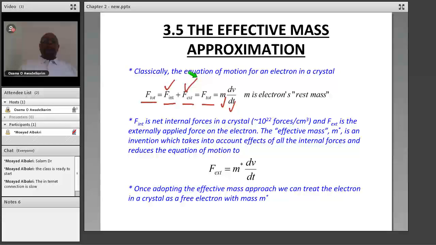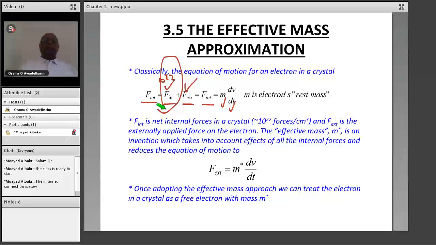That's one external force. But then there are 10 to the 22 internal forces which you have to add up. And these 10 to the 22 forces come from the cores and come from the other electrons per cubic centimeter. Okay? So this term here, the internal forces, is a huge term. How can I get rid of it?